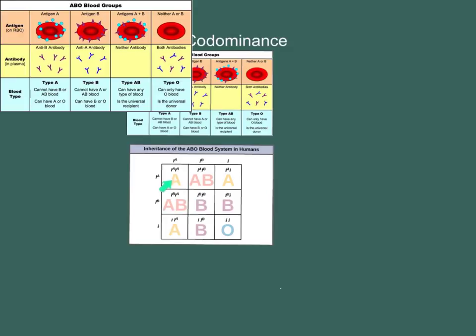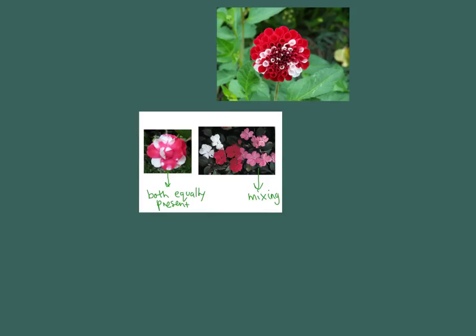So you see, if you have double A, you have A. You can get A if you have A and little i. If you have two little i's, of course, you have O blood group. And what you get is this type of Punnett square where you have three possible alleles versus three possible alleles. It's a really good example of codominance.